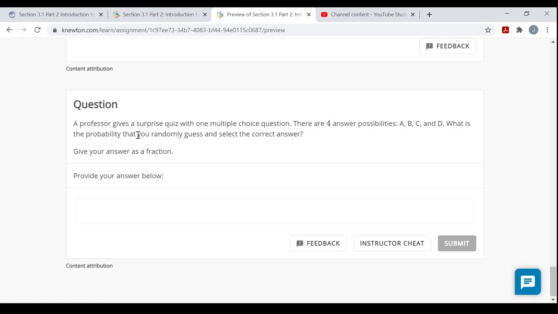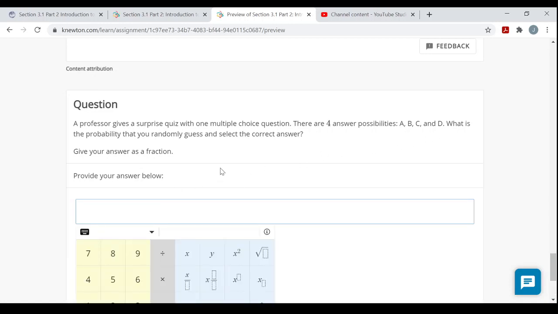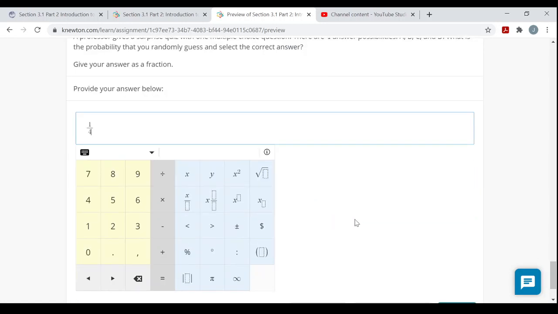Because the probability that you get the answer correct, the numerator is how many ways can you get the answer correct? Well, only once. There's only one correct answer. Divided by, and then how many total possible outcomes are there? 4. I mean, this is very simple. I believe this one, and it says enter again as a fraction, 1 out of 4, 25%.